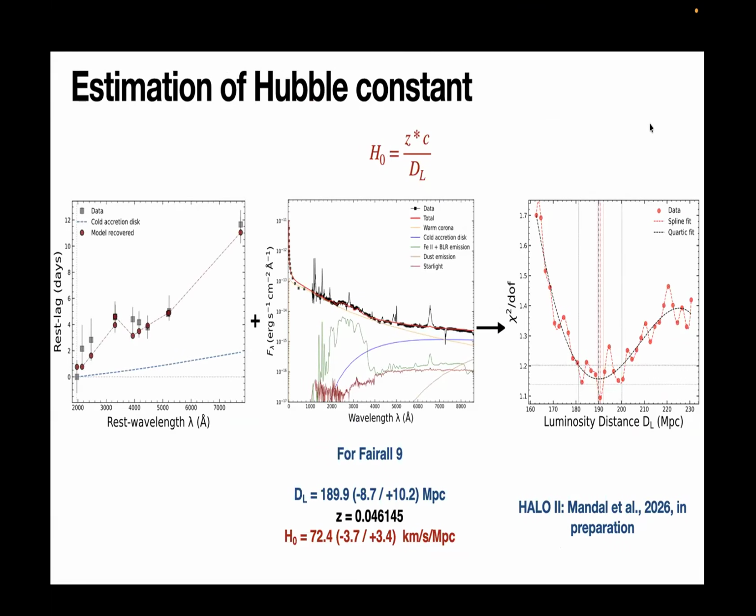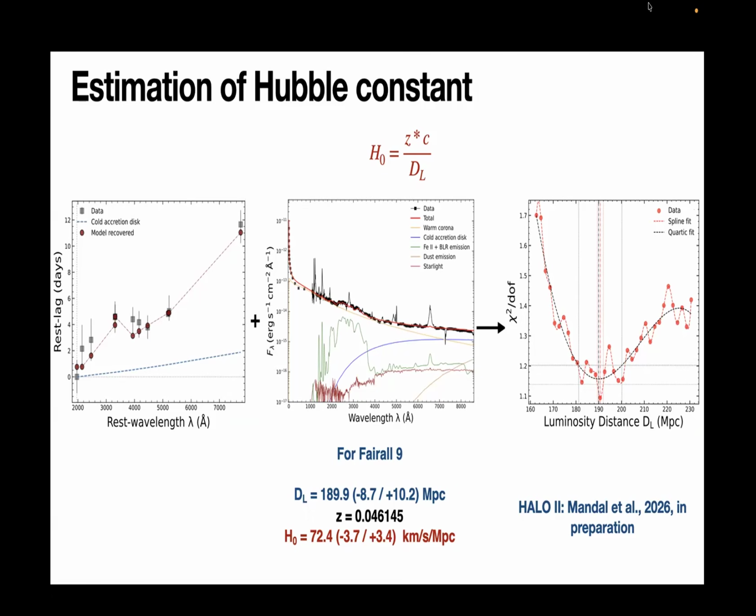So here I'm showing you the best fit spectral energy distribution fitting for Heraklion line, where the black square points represent the observed AGN continuum, whereas the red solid line represents the model recovered AGN continuum, and the individual components to construct the total AGN continuum are shown in different colors. And you can see that we have successfully recovered the observed AGN continuum.